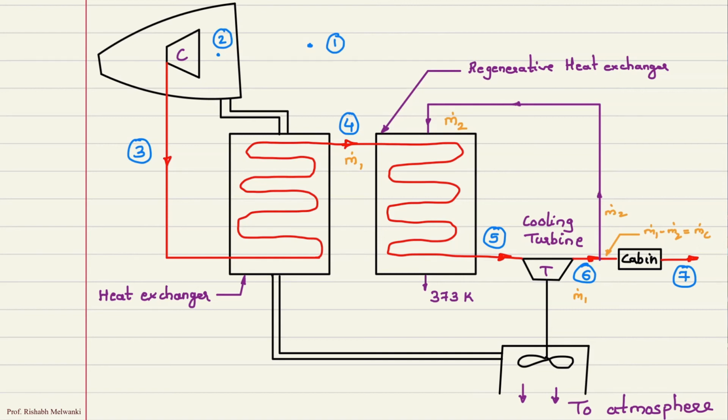Now how to find out W dot C? It will be mass flow rate of air m dot A into Cp of air into higher temperature T3 minus lower temperature T2. You can find which one is the higher temperature from the TS diagram. Also we know that for compression, after compression temperature increases. So T3 is the higher temperature and T2 is the lower temperature.